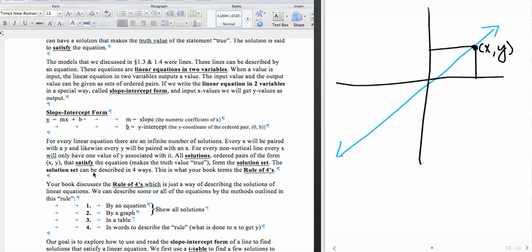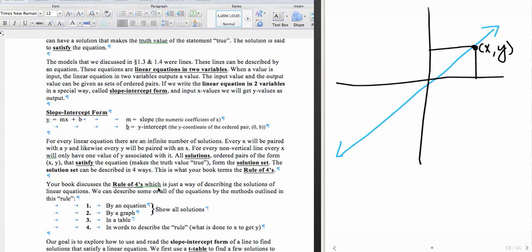They're ordered pairs of the form (x, y) that satisfy the equation. Remember, satisfy just means give a truth value of true. And those ordered pairs form the solution set, the set of all ordered pairs that are on this linear model. This linear equation has all these ordered pairs. And this line is a way of visualizing all the ordered pairs. And an equation like y equals mx plus b is another way of doing those.